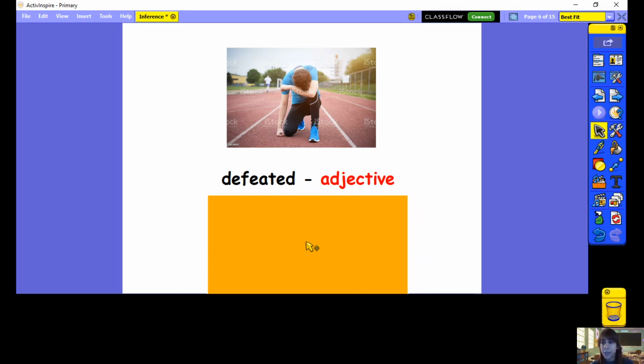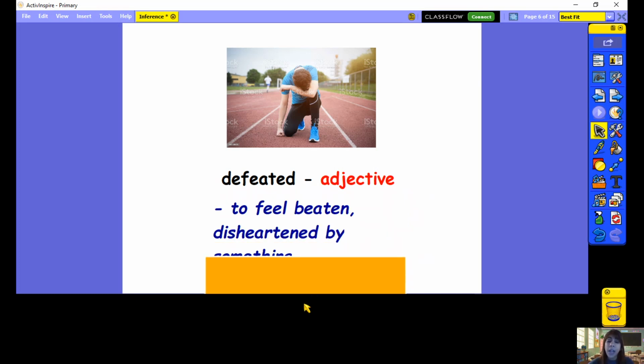Again, 3 seconds to say it out loud or to your partner or even to try and scribble it down on a piece of paper. And the word means to feel beaten or disheartened by something, like you can't get through a situation. So it could be that you don't feel like you can run a certain distance, like this person in the picture here. Perhaps you feel defeated by a spelling test because the spellings are too tricky.